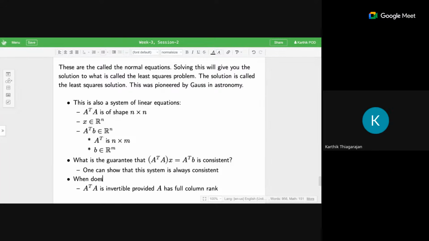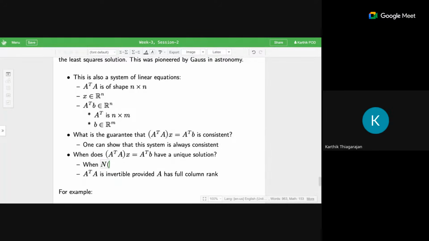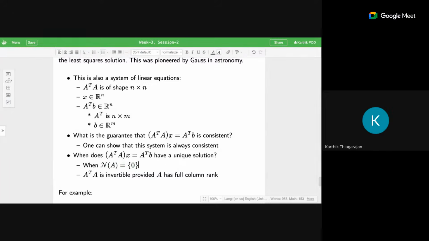So when does A transpose A X equal to A transpose B have a unique solution? When null space of A transpose A is 0, which is in fact the same as null space of A. We will come back to that later. So when null space of A is 0, or A has full column rank, when that happens, you have a unique solution to the least square system.